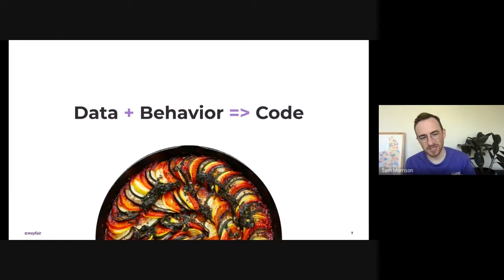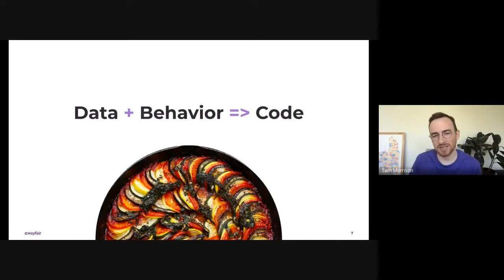With this equation that we have here, an example of the data would be the ingredients of ratatouille, the summer squash, the tomatoes, all the other things. And the behavior is going to be cooking the ratatouille, whether it's the time amount or the temperature of the oven. That's what we're thinking about when we talk about data and behavior.